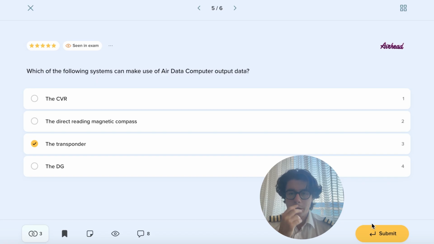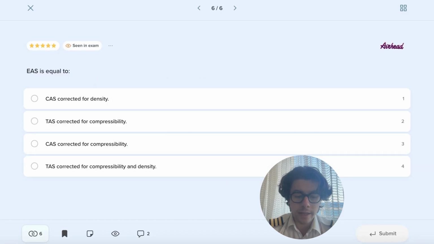And lastly, going into question number 6: the equivalent airspeed is equal to. So I'm sure you know that we have 4 key airspeeds, which is the instrument airspeed, and then if you correct instrument airspeed for instrument errors and position, we have the calibrated airspeed. Calibrated airspeed corrected for compressibility is the equivalent airspeed, and the equivalent airspeed corrected for density is the true airspeed, which is our actual speed through the air.